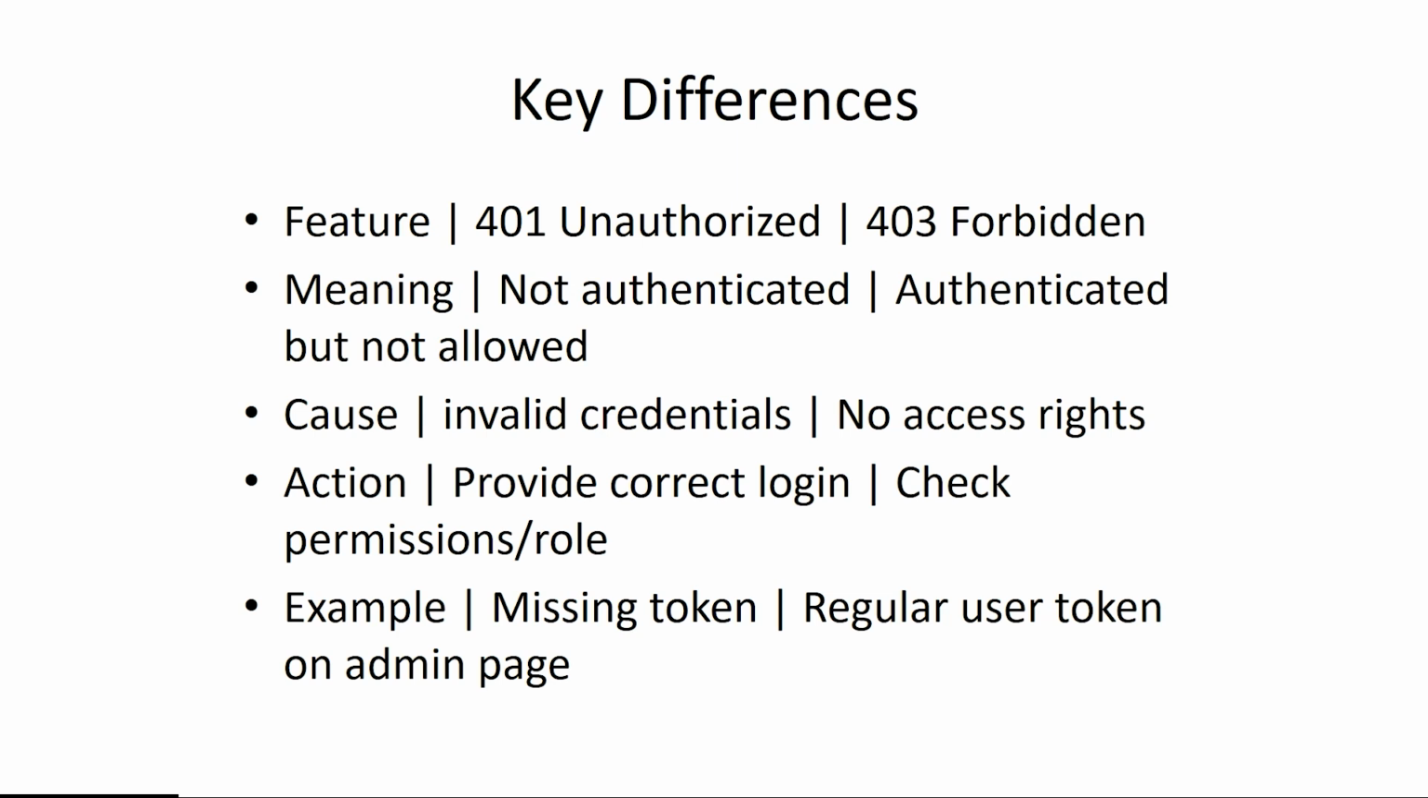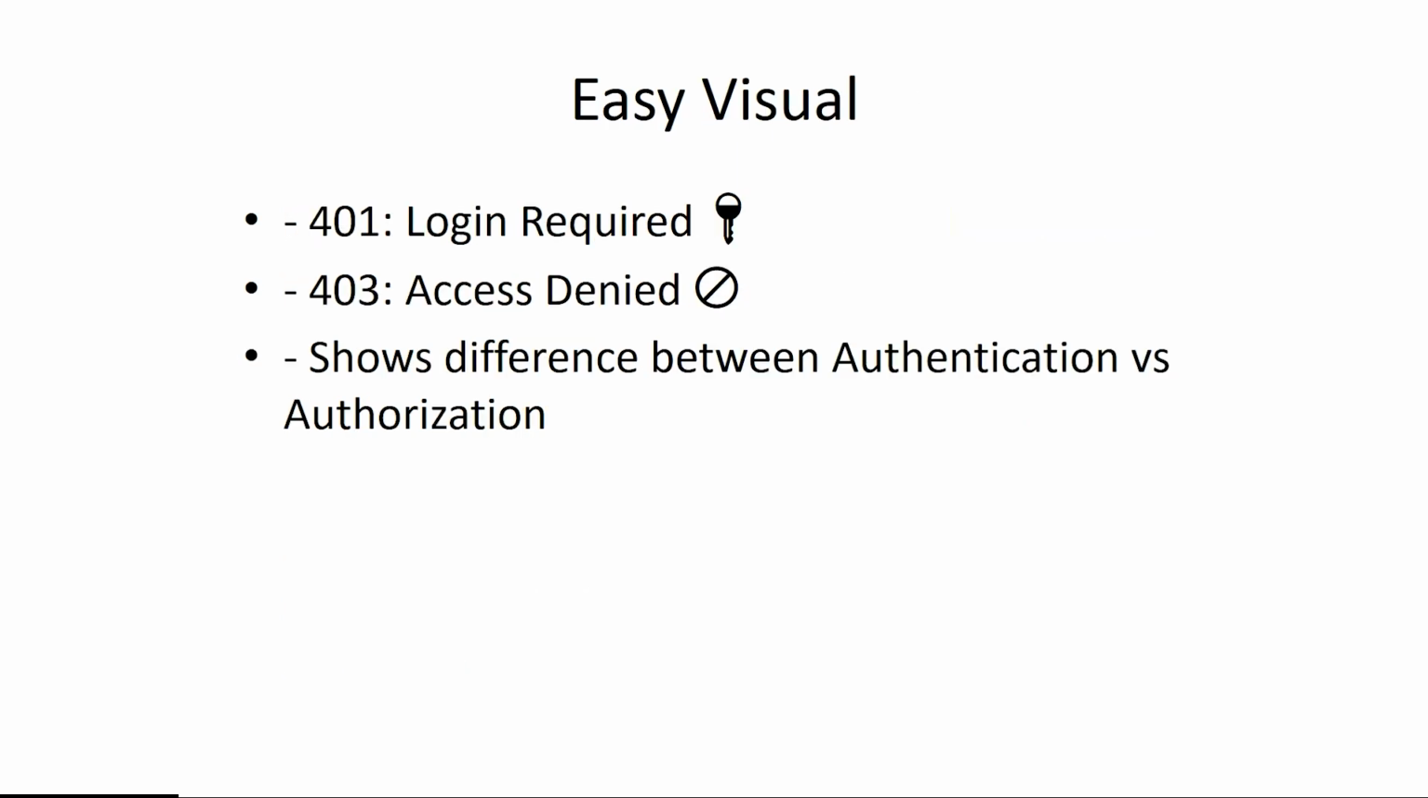This is the example: missing token. If the token is missing in your API, you need to provide a valid token. Otherwise, you will get 401 unauthorized. In 403 forbidden, it is a regular user token on an admin page. This is the visual. 401 means login required. You need to log in. In 403, access denied.